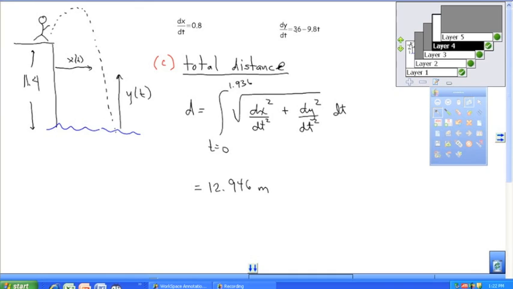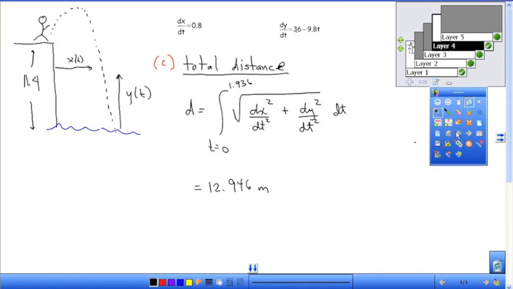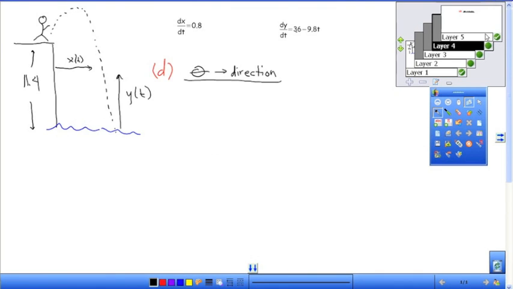Let's move on to part D now. And in part D, the problem asks you to calculate the angle at which the diver goes into the water. Now the angle, the direction at which the diver moves into the water, is going to come from our velocity function. Okay, and we have two velocity functions that we have to deal with. We're going to have a direction coming from the velocity in the x direction, and we're going to have a direction associated with the velocity in the y direction.